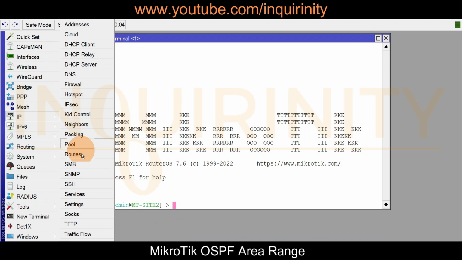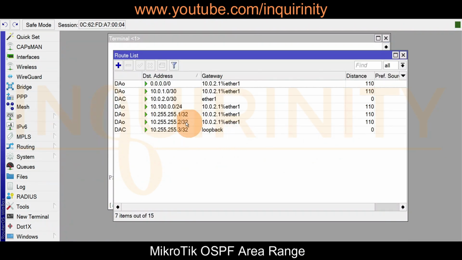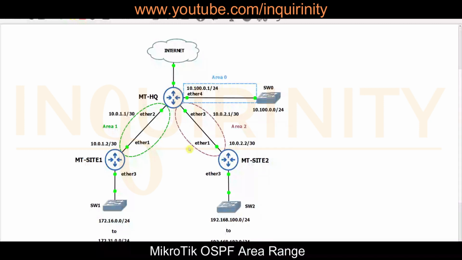This could be the same on our Site 2 router. If we go to IP routes, we learn the loopback of the HQ, we learn the loopback of Site number 1, we learn HQ's network 10.100.0.0/24, and finally we learn the default route. So far our OSPF multi-area setup is working, except of course that we haven't introduced the Site 1 and Site 2 local area networks.